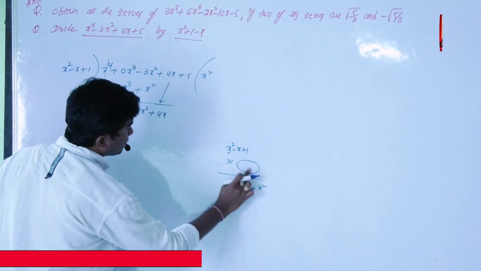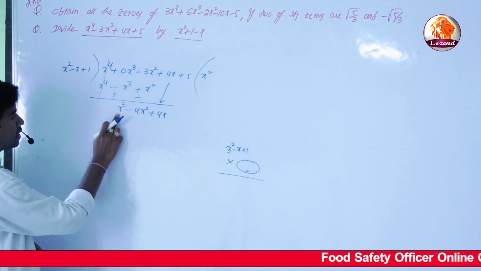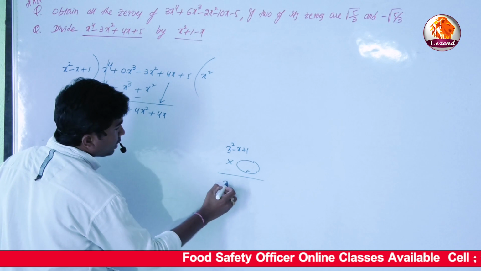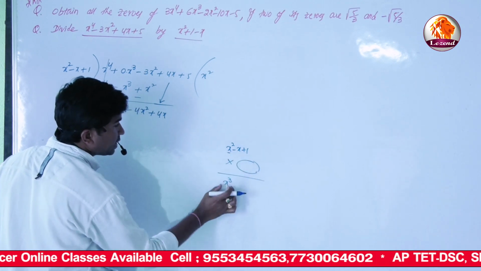Now the next target, the second step, is again x cube. Now how to get x cube? What should be multiplied to x square to get x cube?